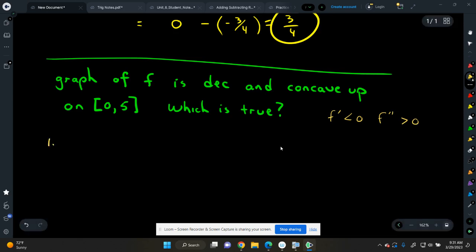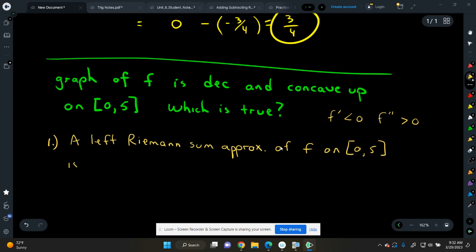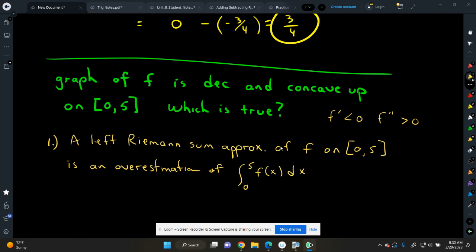Okay, so number 1, a left Riemann sum approximation of f on [0,5] is an overestimation of the integral from 0 to 5 of f of x dx. Okay. Is that true?